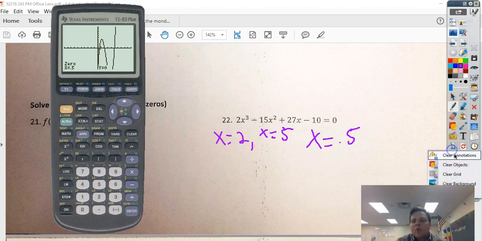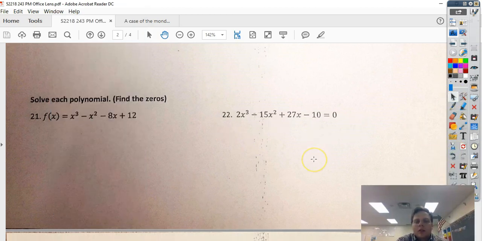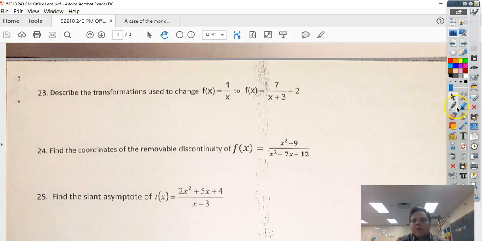Alright, moving on. Next problem. 23. Describe the transformation to use.